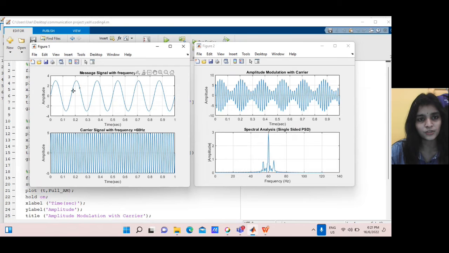Okay, so this is the waveform that we get. This one is the message signal with a frequency of 6 Hz. This one is the carrier signal with a frequency of 60 Hz. This one is the amplitude modulation with carrier. For the message signal, I convert the amplitude to 3 volts. So this is the amplitude. I should try again with other values. The amplitude for the carrier signal I convert to 5. So this is the waveform with 6 Hz and also 60 Hz.